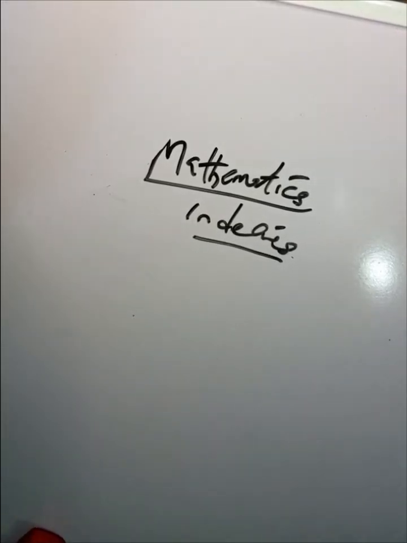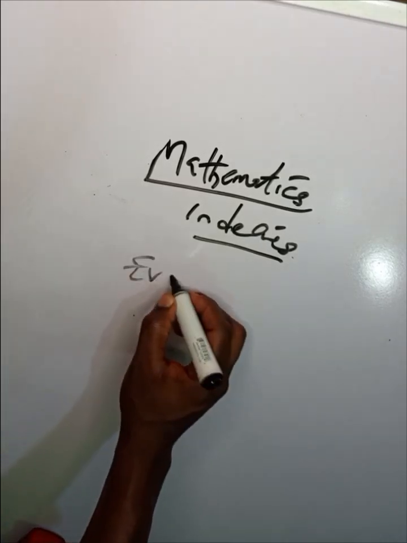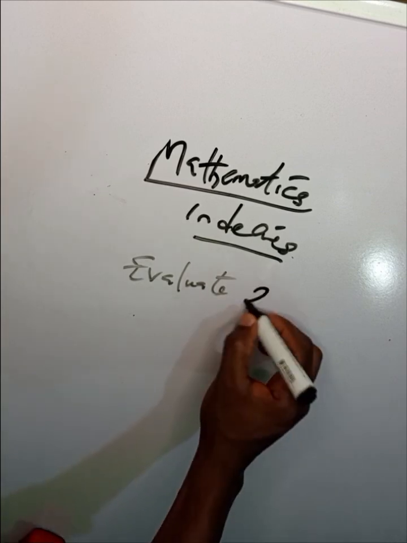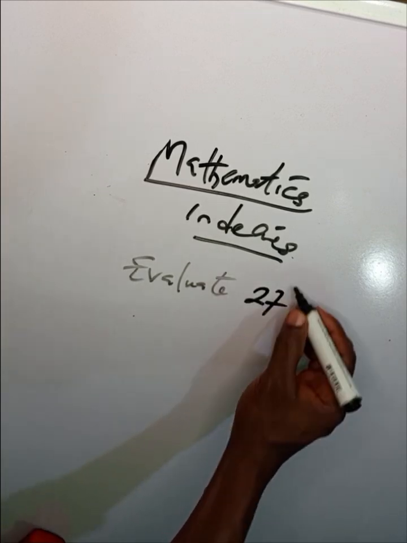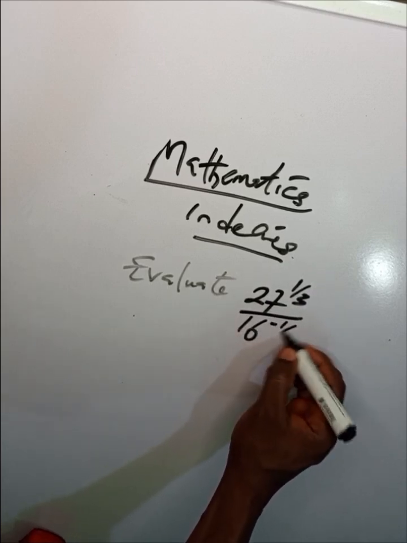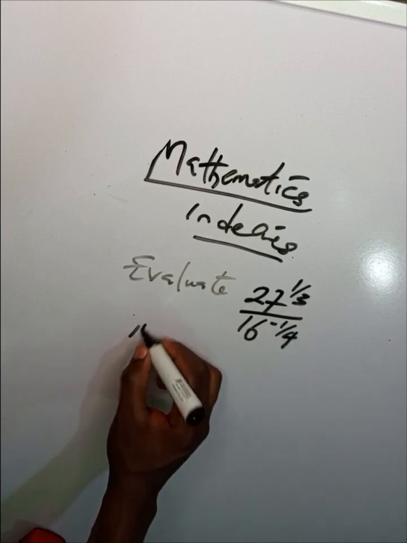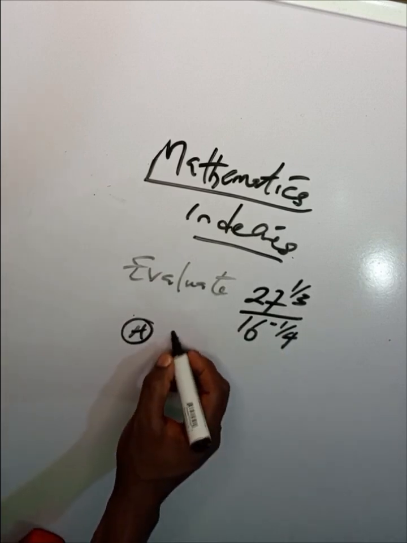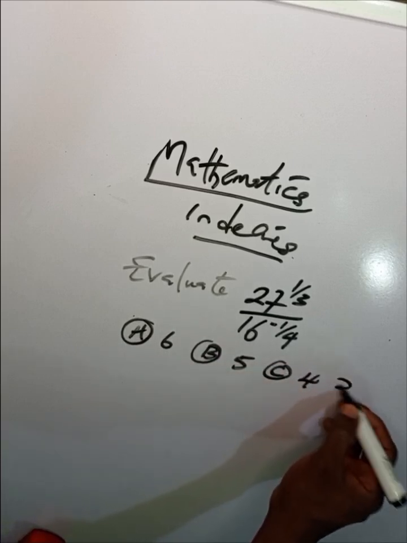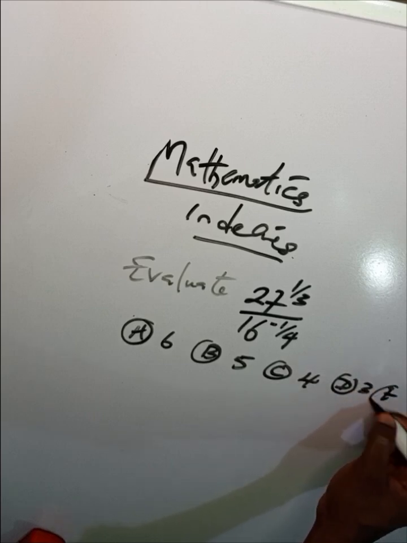Okay, let's solve some problems in indices. Evaluate 27 raised to power 1 over 3, over 16 raised to power minus 1 over 4. Option A, 6. Option B, 5. C, 4. D, 3. E, 2.